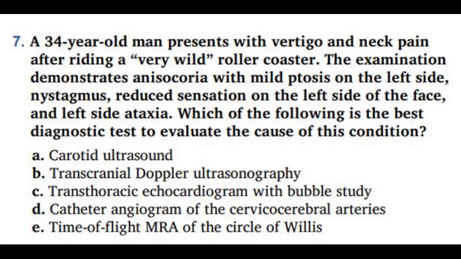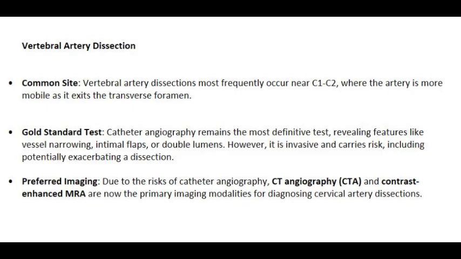It is important for us to note that the most common site of a vertebral artery dissection is at the level of C1 to C2. This is where the artery is very mobile as it leaves the transverse foramina to enter into the cranium. Now that we've had our diagnosis, let's think about the tests to use to confirm this diagnosis.